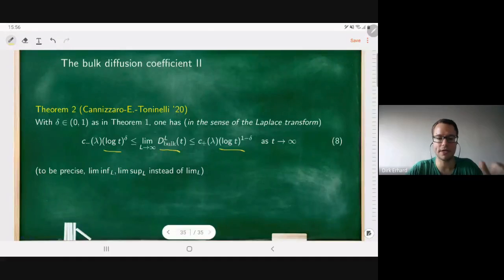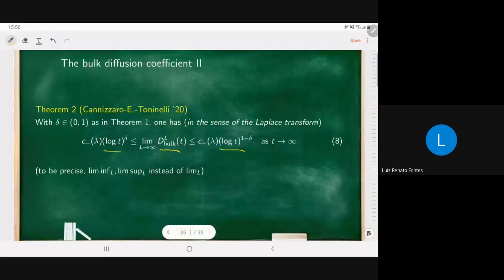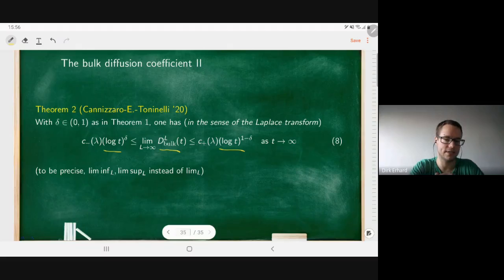But maybe one comment I can make. Our method of proof was very much inspired by the method of Yau, who studied the asymmetric exclusion process, where he figured out this diffusion coefficient is of the order square root of t times log t to the 2/3. And it turns out a similar method also works in this case.